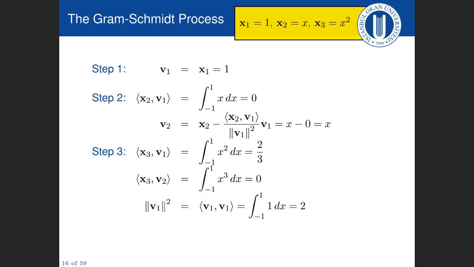And we're going to need one more thing. We're going to need the norm of v1 squared. Norm of v1 squared means the inner product of v1 with v1. So that's the integral from minus 1 to 1 of 1 multiplied by 1, and that's just equal to 2. Okay, those are the numbers that we need.